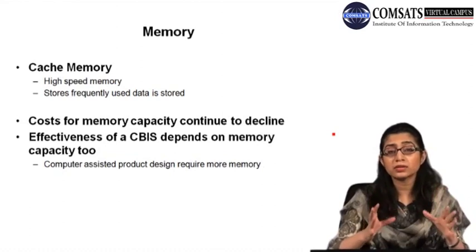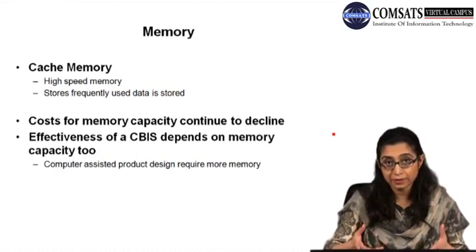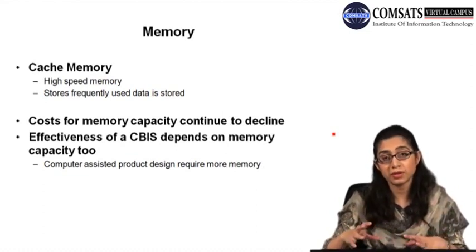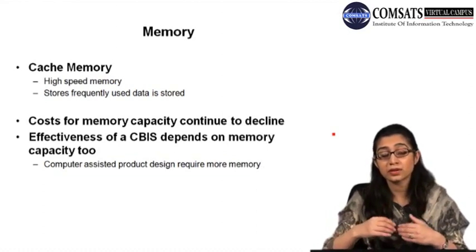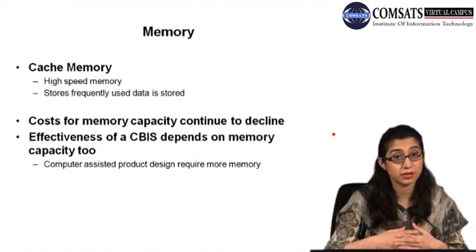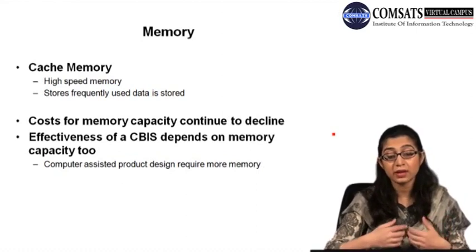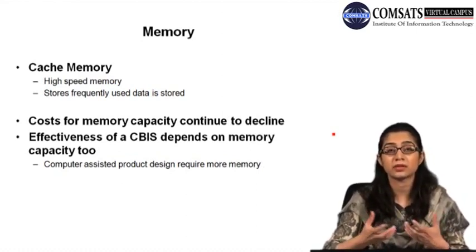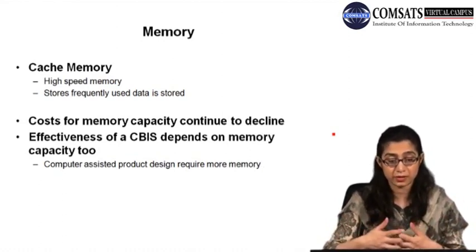Right जी. Now the cost of memory capacity are continuing to decline. ठीक है. Like I said, the technology is getting finer and cheaper every year. So the effectiveness of the computer-based information system depends on the memory capacity too. जिस तरह की आपकी memory capacity और जिस तरह का उसका access rate है, that is also a feature to be considered when you are considering what kind of memory to be used in the computer-based information system.